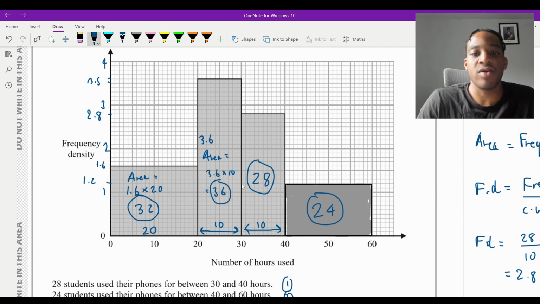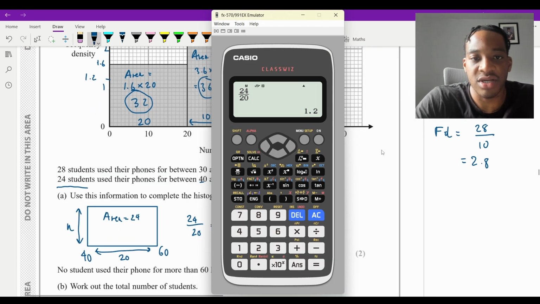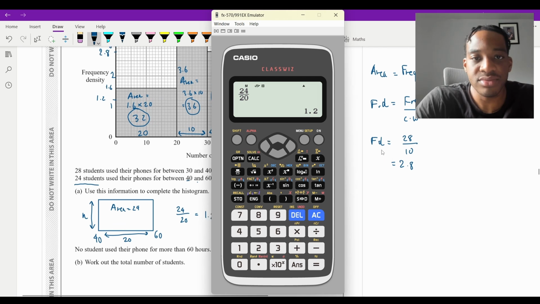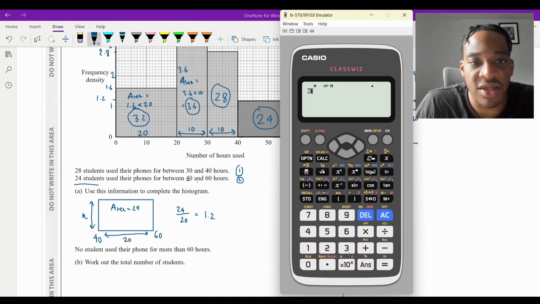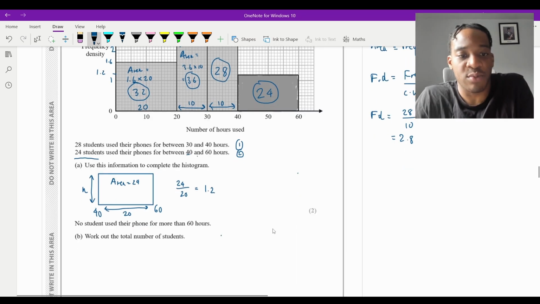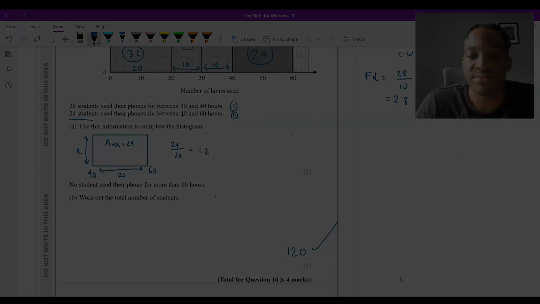So now we've got the areas of each of these bars. We're just going to add these together and see what we get. So I'll just get my calculator and do this here. Let me just zoom out a bit so you can see the working too. So it's just going to be 32 plus 36 plus 28 plus 24. And this gives me 120. So therefore, the total number of students is just 120. And that is our answer for question 16, and that'll give you the 4 marks.